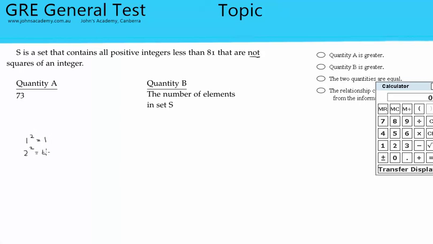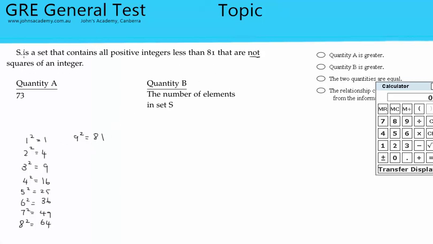And 2 squared is 4. 3 squared is 9. 4 squared is 16. 5 squared is 25. 6 squared is 36. 7 squared is 49. 8 squared is 64. And 9 squared is 81. So 1, 4, 9, 16, 25, 36, 49, 64, and 81 are squares of an integer.